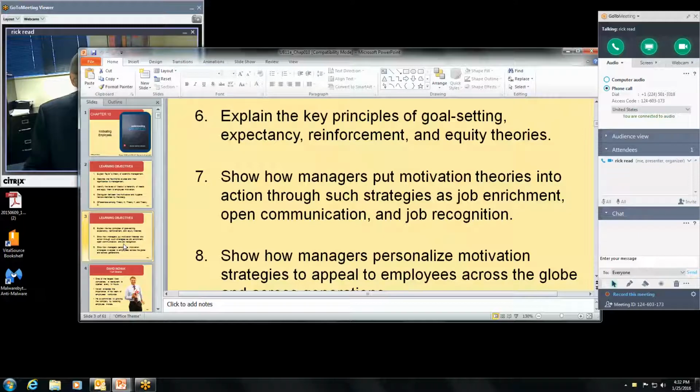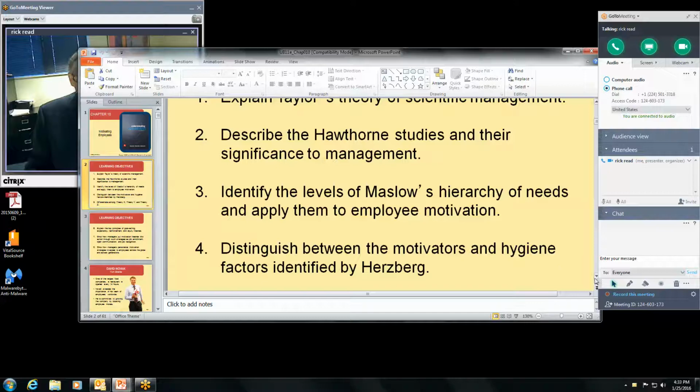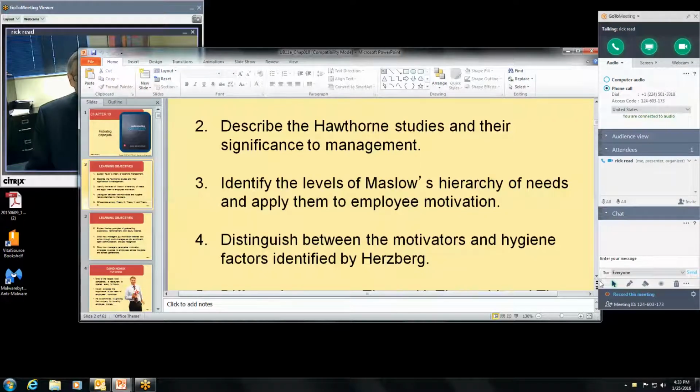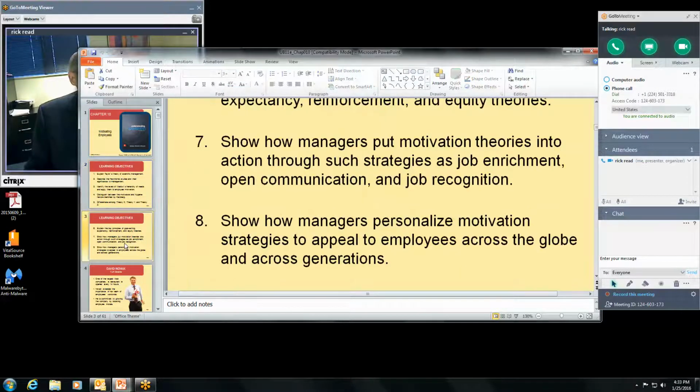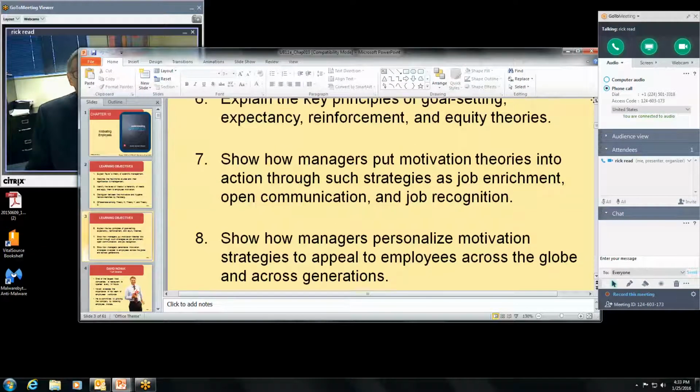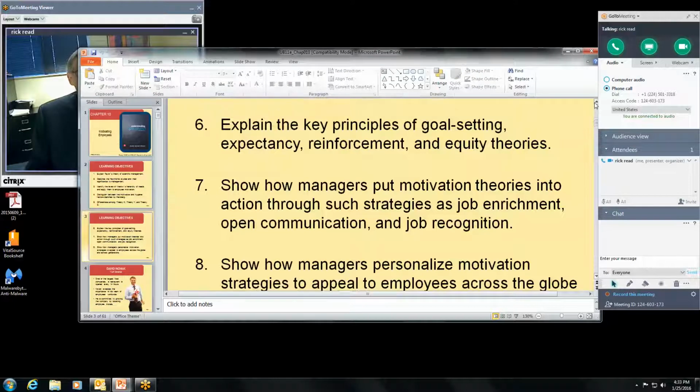Explain, I think I might have missed one here. Let me go back. Yes, looks like I did. Differentiate among theory X, theory Y, and theory Z. And then, as you can see, we have a lot of outcomes we want to discuss.